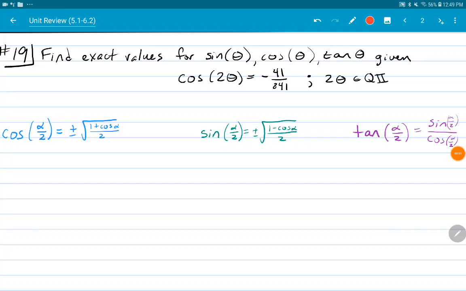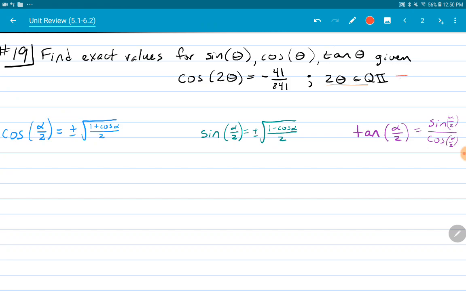In this problem, we need to find the exact values for sine of theta, cosine theta, and tangent of theta, and we're given cosine of 2 theta. And we're given this location of 2 theta. So we're given information about 2 theta, and we want half of that angle, theta. So we can use our half angle identities, which I've listed here in blue, green, and purple.